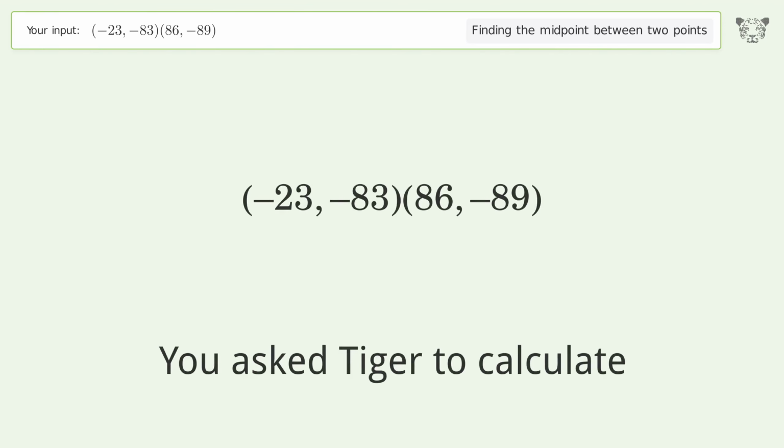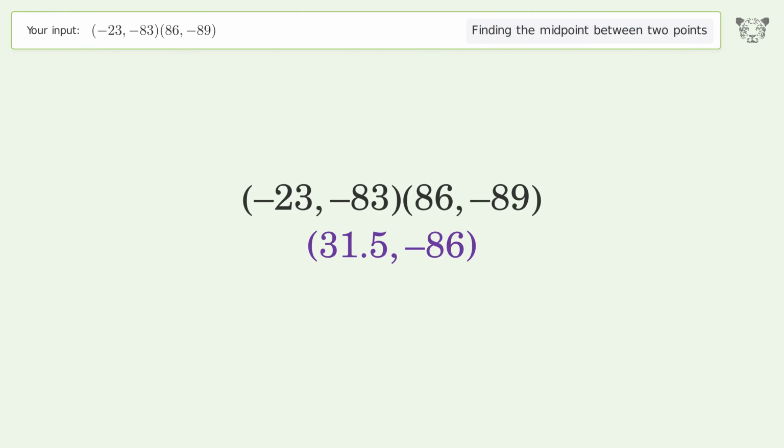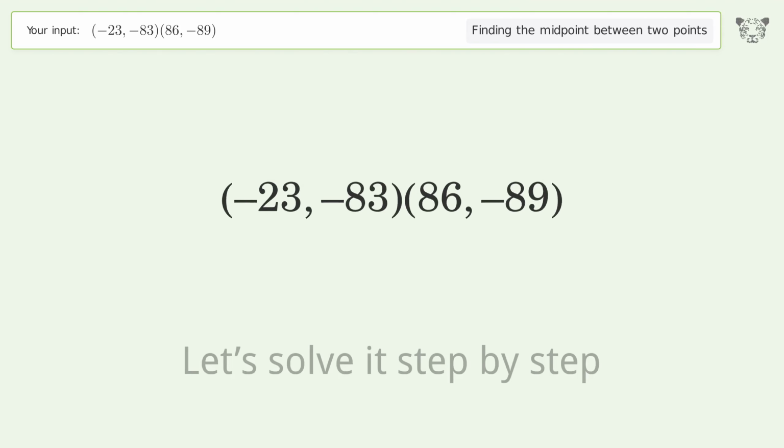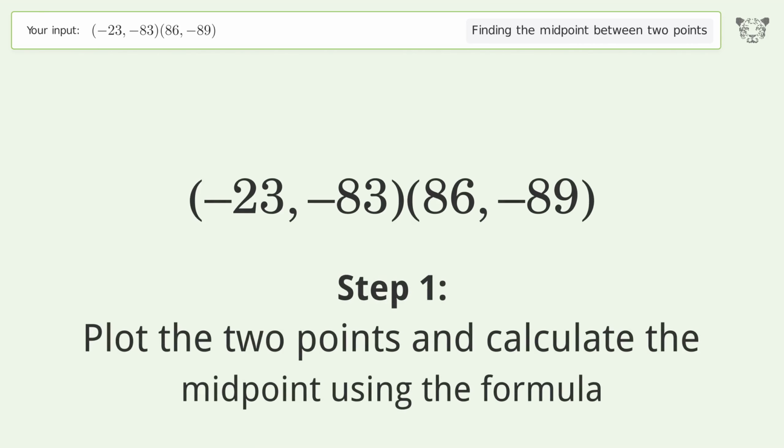You ask Tiger to calculate. This deals with finding the midpoint between 2 points. The midpoint between the 2 points is 31.5, negative 86. Let's solve it step by step. Plot the 2 points and calculate the midpoint using the formula.